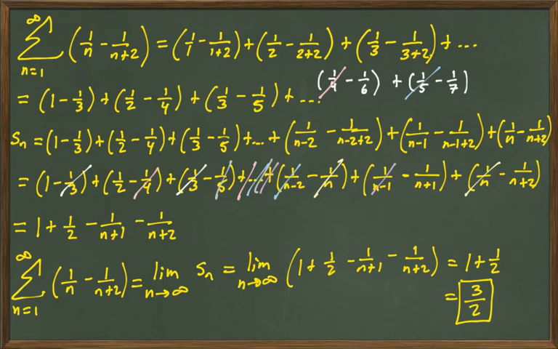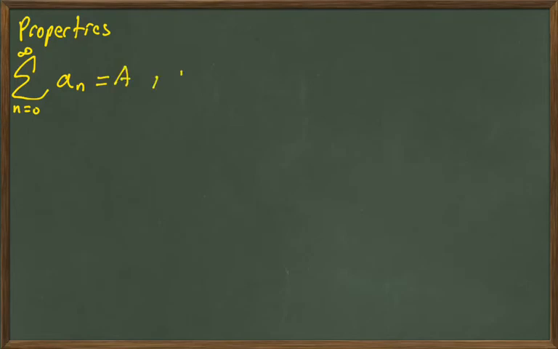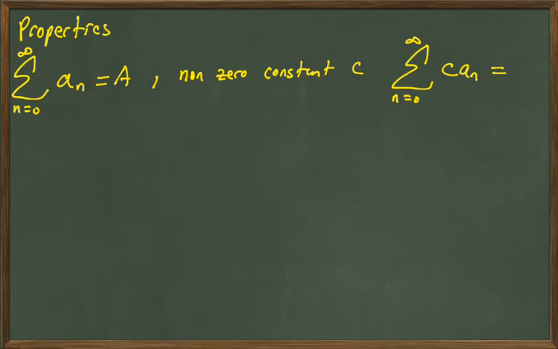Okay. All right, so let's look at a couple of properties. The sum n equals 0 to infinity of a sub n, let's suppose that that is a convergent series, and the sum is A, and we have a non-zero constant c, and the sum n equals 0 to infinity of c times a sub n. That series is just going to be the constant c times the sum of the series A.